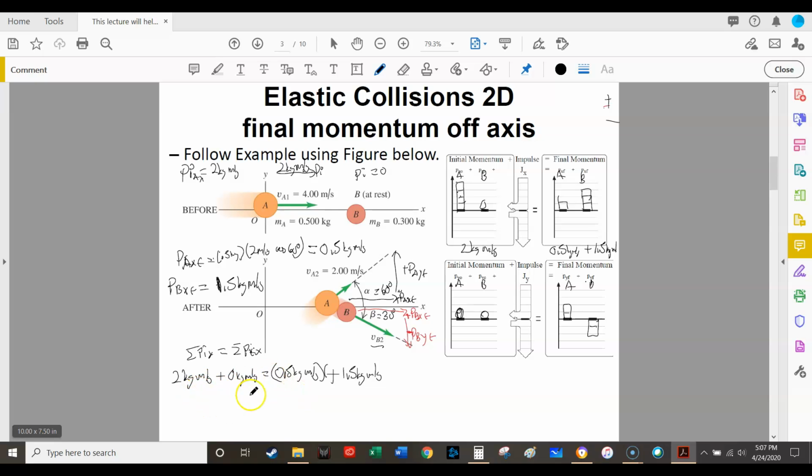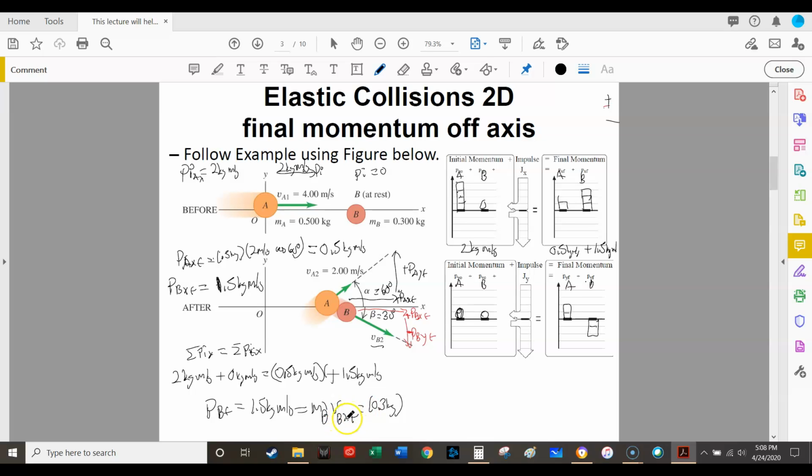If I bring this onto the other side, so hopefully it works out. That means PBF is equal to 1.5 kilogram meters per second. And that's equal to the mass of B times its final velocity, PB x final, which is equal to 1.5, and the mass is 0.3 kilograms, right?